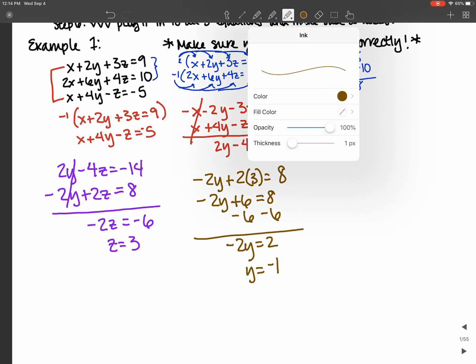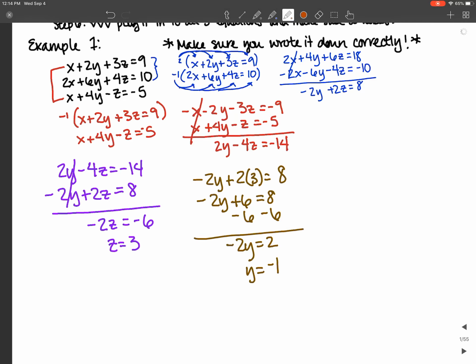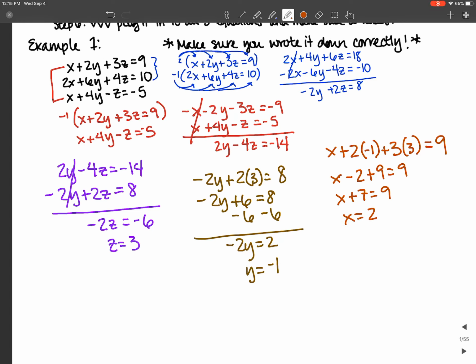Okay, so I'm just going to use the top one, just because. So I'm going to have x plus 2 times negative 1 plus 3 times 3, and that equals 9. And then just go through, and this is x minus 2 plus 9 equals 9, x plus 7 equals 9, x should equal 2. So again, nice, pretty numbers or small fractions.